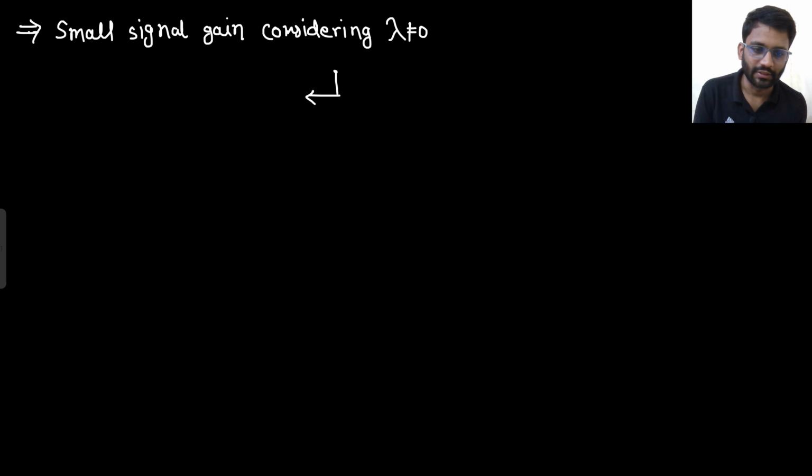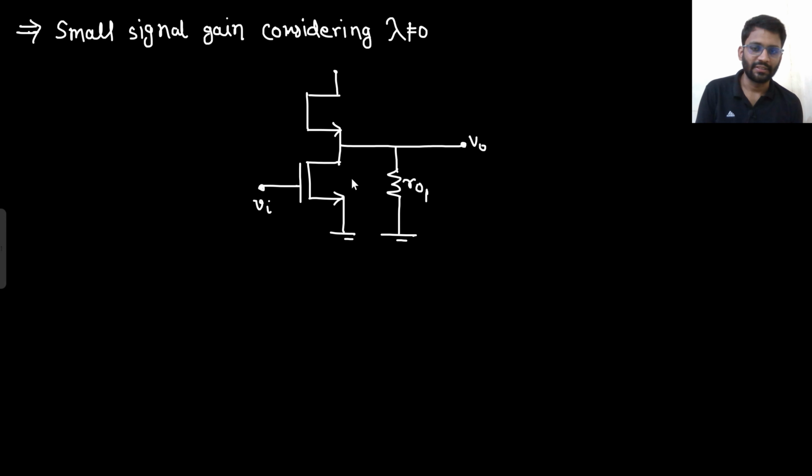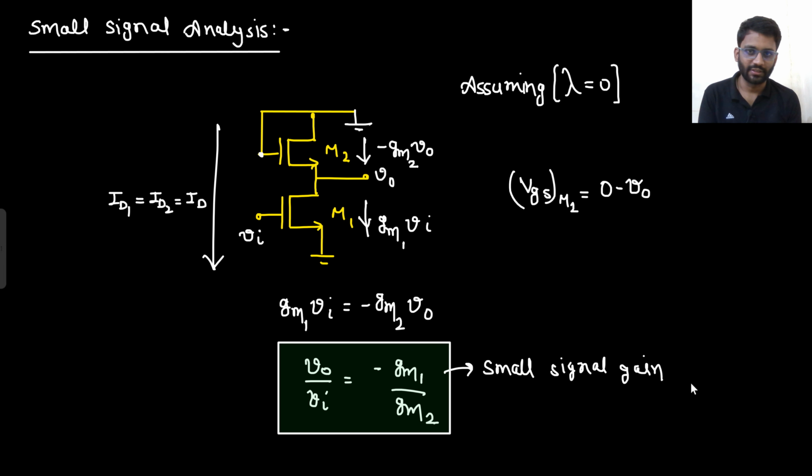So, what was our circuit? This is our output. Here we will have r02 and r01. This is M1 and this is M2. This is VDD, which is grounded. VDD is grounded. Here you can see which is grounded.